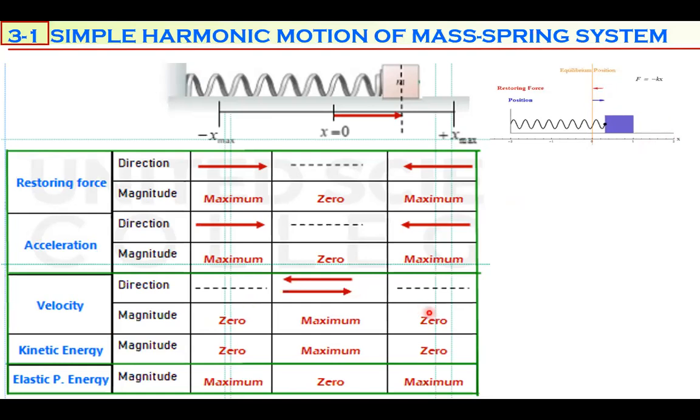But at the equilibrium position here, it passes with maximum kinetic energy, and also with maximum velocity. So at the equilibrium position, velocity and kinetic energy will be maximum. And also because elastic potential energy changes inversely, elastic potential energy must be zero at the equilibrium position. Okay, any questions about this table that you would like to ask?